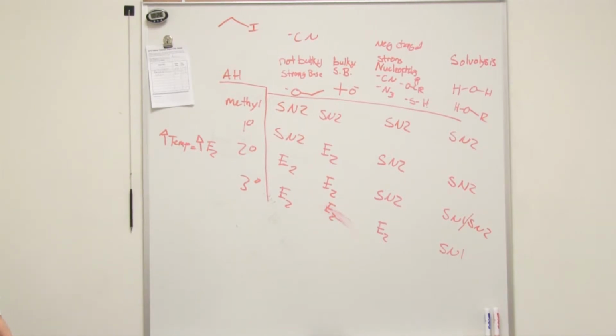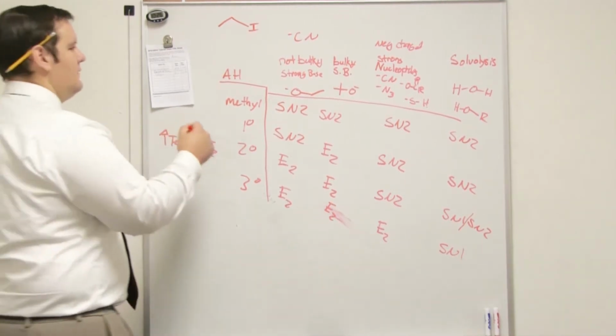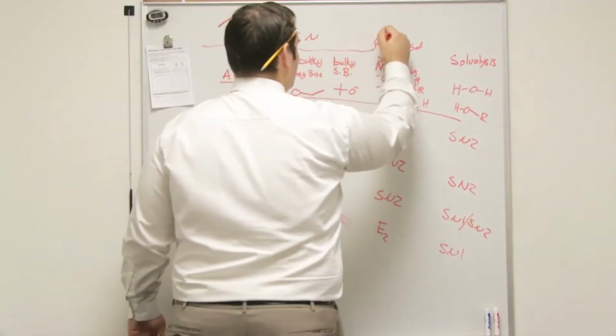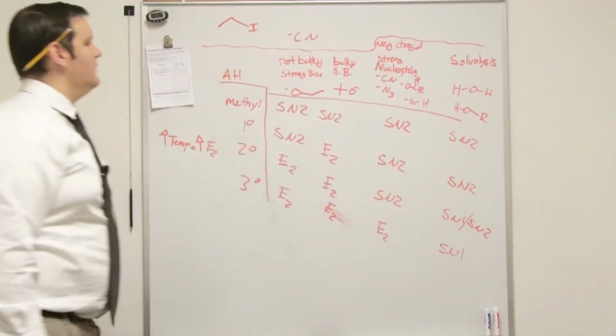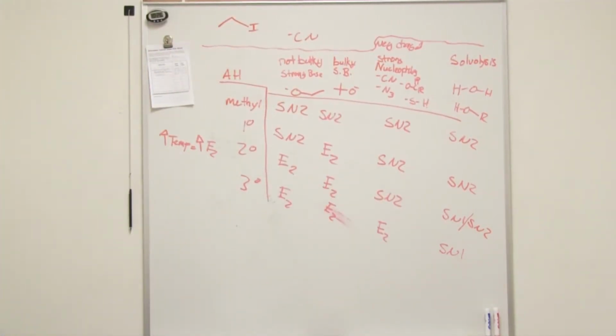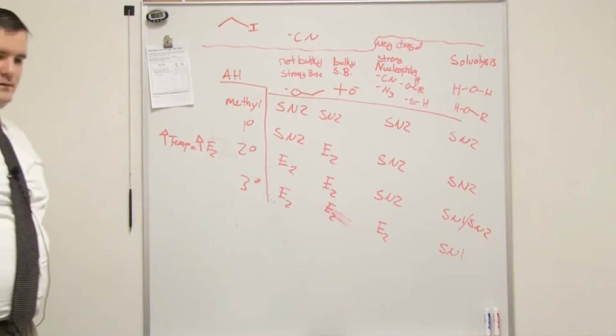Gotcha. Okay, cool. So for that top one, because it's a strong nucleophile on a primary carbon, it's going to end up being SN2. And if it's SN2, what kind of solvent do we want to use? DMSO.